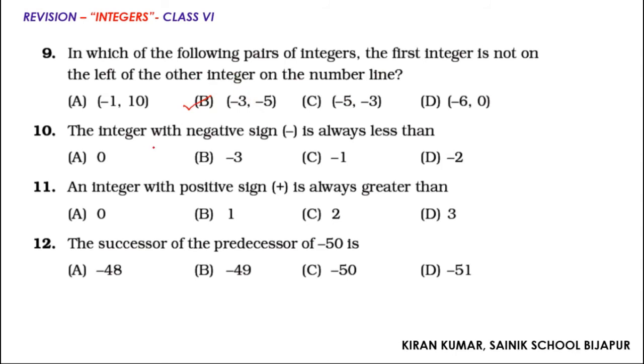Question 10. The integer with negative sign is always less than 0. So option A is the right answer. An integer with positive sign will always be greater than 0.